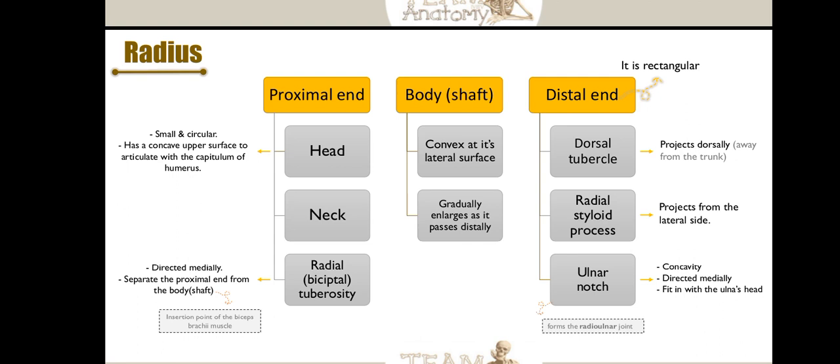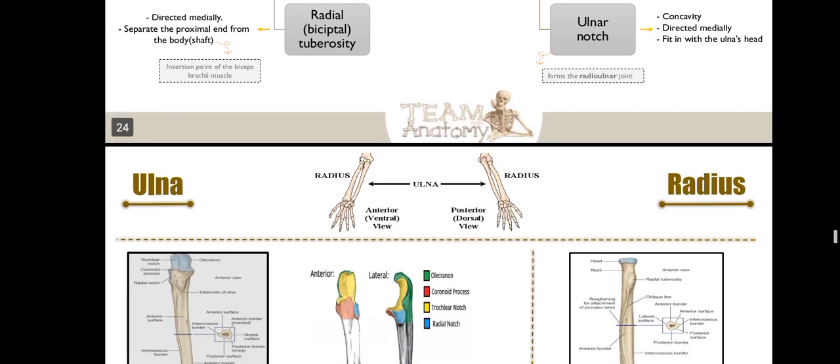So when you learn about the clavicle, combine it to the scapula. When you learn about the scapula, combine it to the humerus. When you learn about the humerus, combine it to the forearm. How many bones are in the forearm? We have the radius and the ulna, okay? When you learn about the radius and the ulna, combine it with your carpal bones. When you learn about the carpal bones, metacarpals, your phalanges, okay?